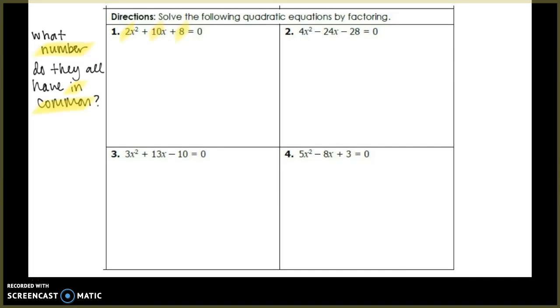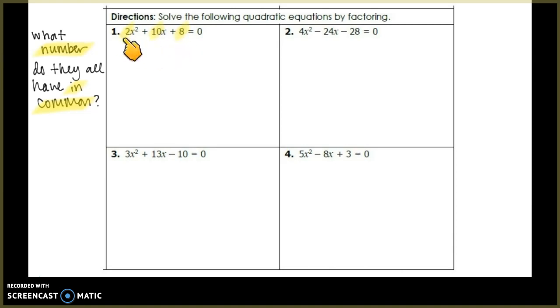And so for your practice problems for today, number 1 and number 2 are just like above, and I want you to think about what number 2, 10, and 8 have in common. So what number can you take out of both of those? Same thing with number 2. What number does 4, 24, and 28 have in common? So you can take a number out of both of those.